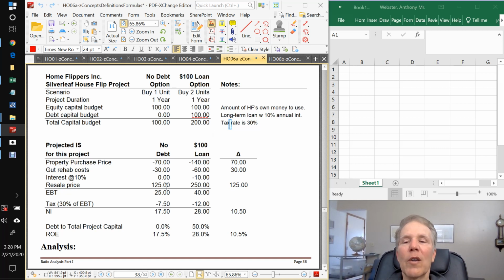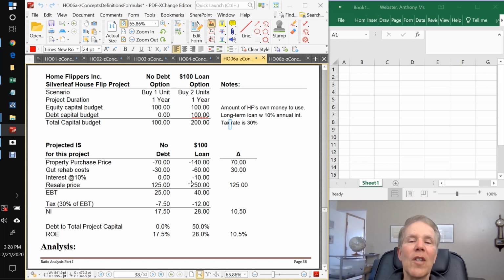And then we just work our way through. So if we buy 1 unit, it's 70,000, 2 units, 140. The gut rehab costs for 1 unit are 30, 60 for 2. If we just buy 1 unit, we're doing this with our own $100,000. We have no debt, but we're going to have to pay 10% interest on this $100,000 loan otherwise, so that's $10,000 for our levered $100 loan option. We think we can sell each unit after we've done the gut rehab for 125. That's pretty cool, from 70 to 125.